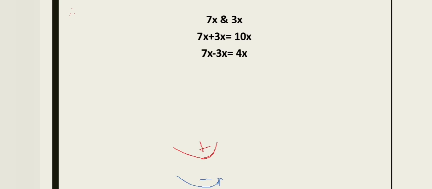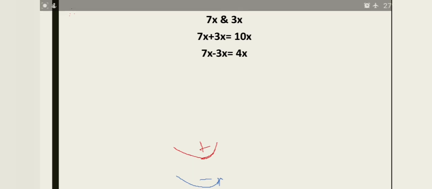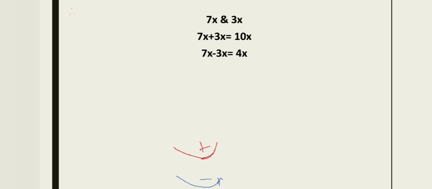So this addition is possible only when you have like polynomials. When you have like terms, then only you can do the addition. Here both 7x and 3x have x as the variable. The same variable is there in both terms. That's why it is easy for us to do the addition and the subtraction. Right? If they have different variables, then we cannot add and we cannot subtract.